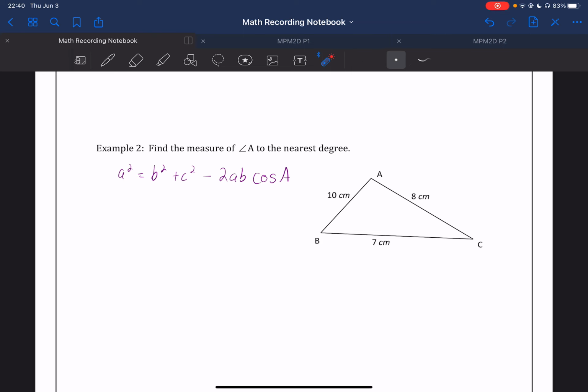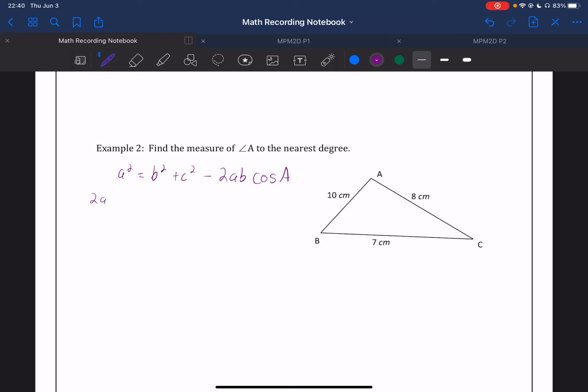What we want to get by itself is the cos A. We want that to be isolated. So what I'm going to do is rearrange this a bit so we can have it isolated for cos A. What I'm going to do is bring this over to the other side to make it positive and bring our A squared over to this side and it becomes negative A squared. So that's our first step.